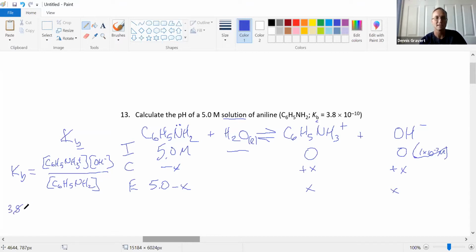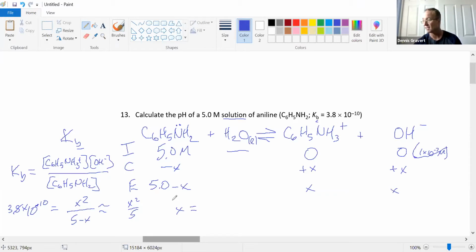Kb is 3.8 times 10 to the minus 10. These two are X's, so X times X is X squared. This number is the original aniline molecule. It's 0.5 minus X. And let's use the approximation. It's a very weak base, so X is going to be small. If it's a weak base, it doesn't pick up H plus very often. We're not going to have very many of these things. It's going to be a tiny number. X squared over 0.5. Cool. So I'm not going to show the math. You've done the multiply by 0.5, take the square root.